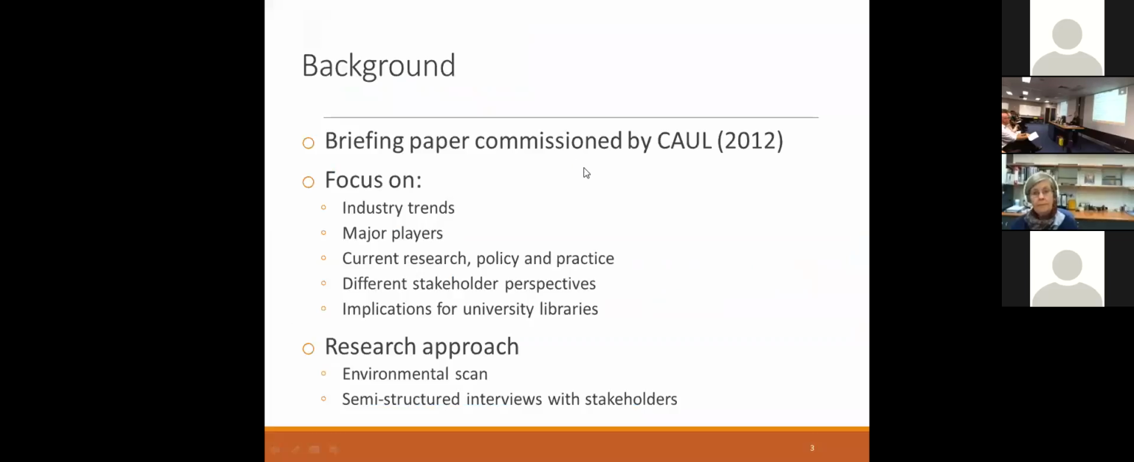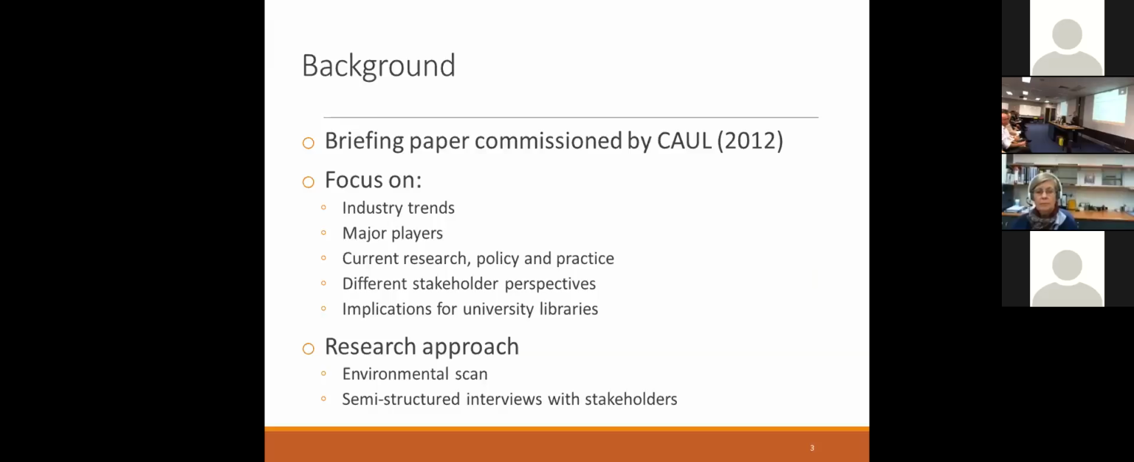It was commissioned by QULOC, and they wanted the study to be done in a fairly fast, condensed way. So rather than using the normal strategies of using members of QULOC to do it, they outsourced the work. It was a very intense 6 weeks, in fact. The focus of the report is very much on industry trends, who the major players were, current research, policy and practice, what was happening across the academic environment in Australia at that time.